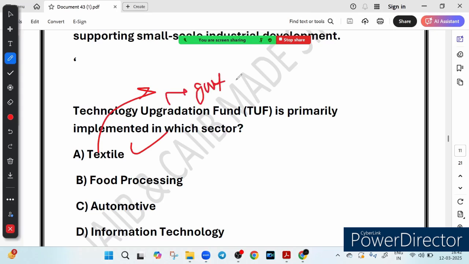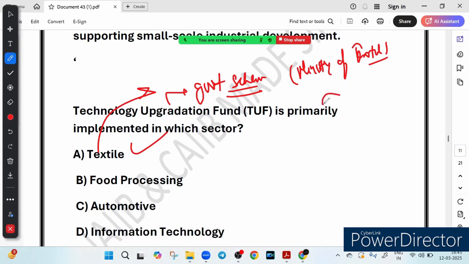First thing first, it is a government scheme, right? It is a government scheme that modernizes the textile sector. It provides financial assistance for upgrading machinery, for adopting energy efficient technology and improving productivity. And the Ministry of Textile launched this scheme to help the Indian textile industry compete in the global market.